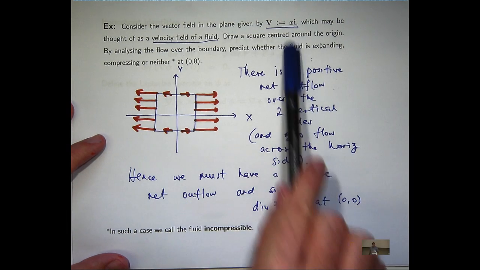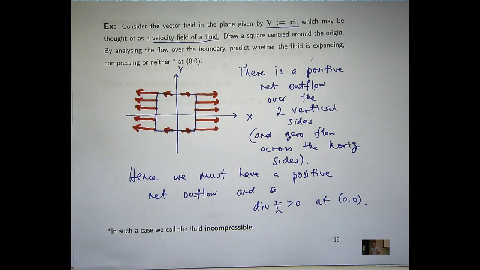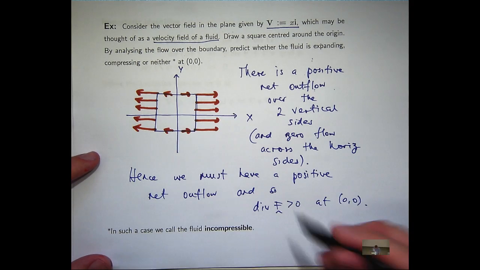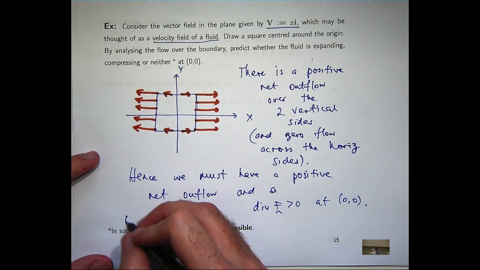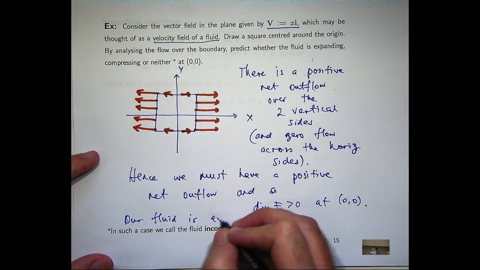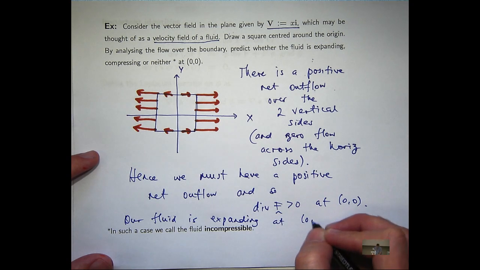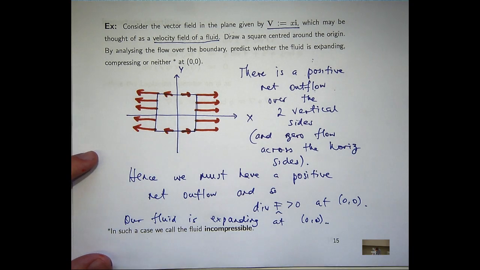Now of course you could just calculate that and say, well, the divergence is 1 everywhere, so it's got to be positive everywhere. That's not the point of this question. So what do we conclude then? Well, our fluid is expanding at the origin.